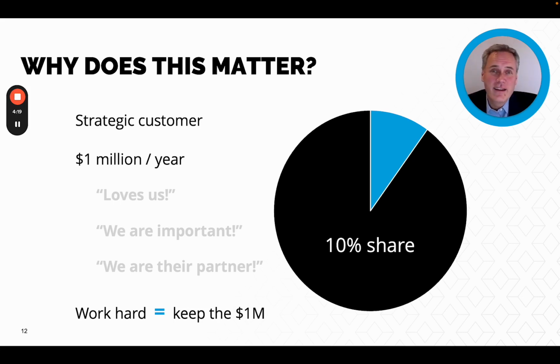So prior, their focus was to work hard and keep that $1 million. Without expressing it, their goal was to maintain the relationship. But once they learned of their share position and how much growth potential they had within that customer, their focus immediately changed. Their goal was to expand the relationship, and their posture and alignment of resources changed accordingly.